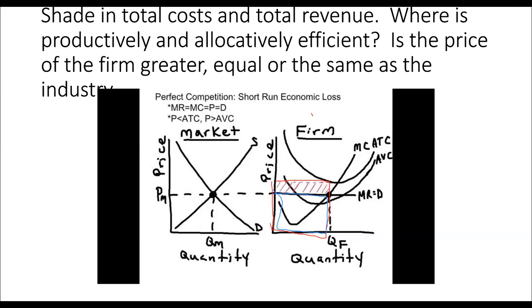Which point on this map is the profit maximum? MC equals MR, right here. So allocatively efficient and profit maximizing are on the same point? In this case, correct. And that's why perfect competition is allocatively efficient.